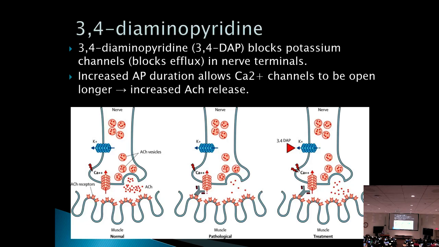The main risk of 3,4-diaminopyridine is that it can cause seizures. Interestingly, I have one patient with Lambert-Eaton syndrome who also has epilepsy. So that's kind of a debate: should we put him on this medication that can cause seizures? So that is much more common of a risk.